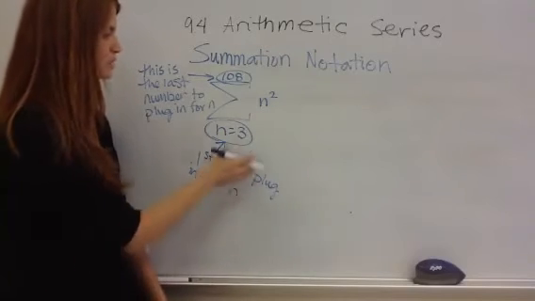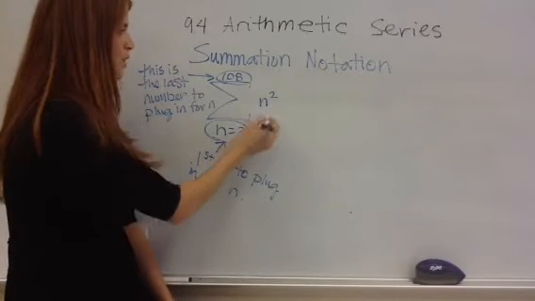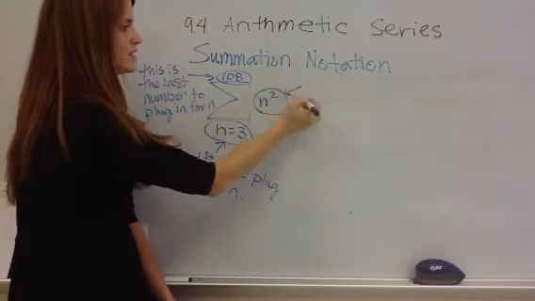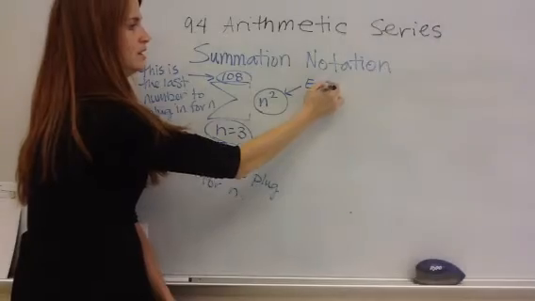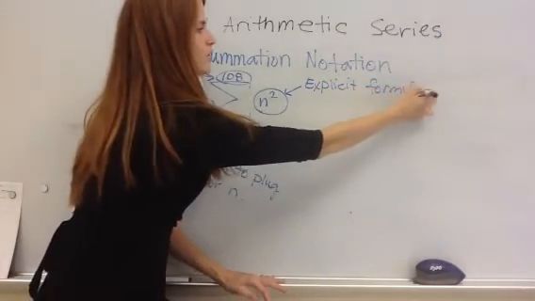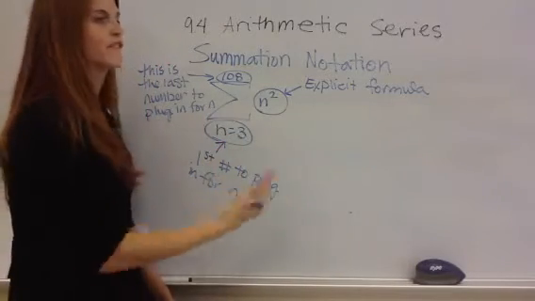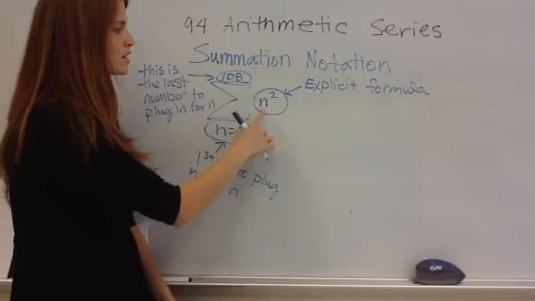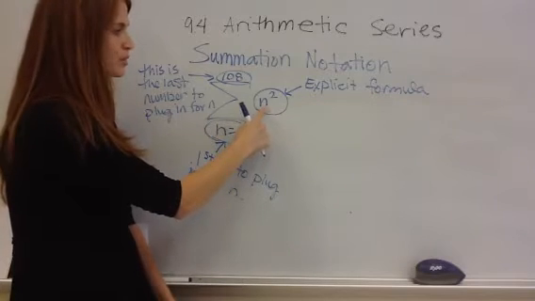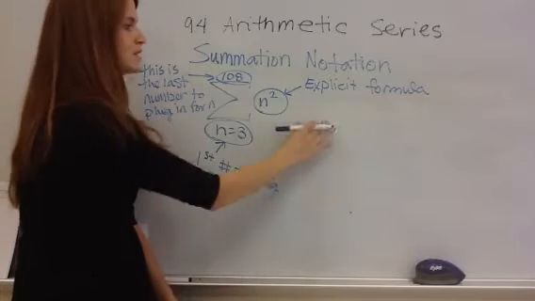So what we're going to do is plug in, and come up with our sequence. This right here is the explicit formula. This tells us how we come up with the terms in our sequence. So to get the first term in my sequence, I take 3 and plug it in. 3 squared gives me 9. So the first term in my sequence is 9.